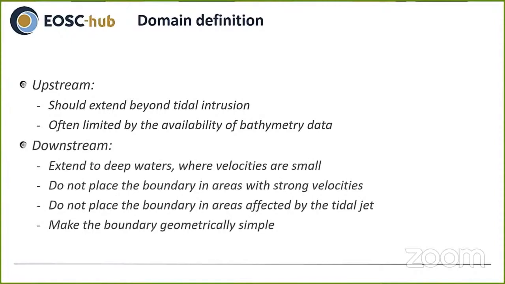Now, downstream, you want to extend your domain as much as possible to deep waters where velocities are small. This will minimize the possibility of numerical problems at the boundaries. So in general, you don't want to place your boundaries in areas with strong velocities. In particular, you don't want to place your boundaries in areas that are affected by the tidal jet. Also, you'd like to make your boundary geometrically as simple as possible. So in general, your boundaries will either be a straight line or a curvilinear line.